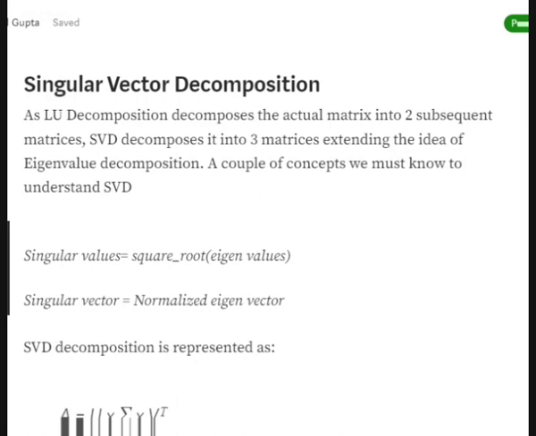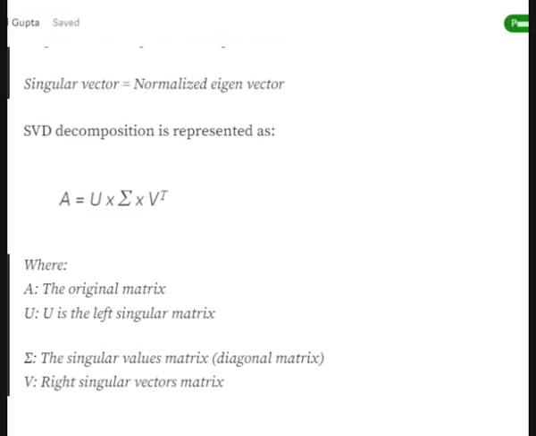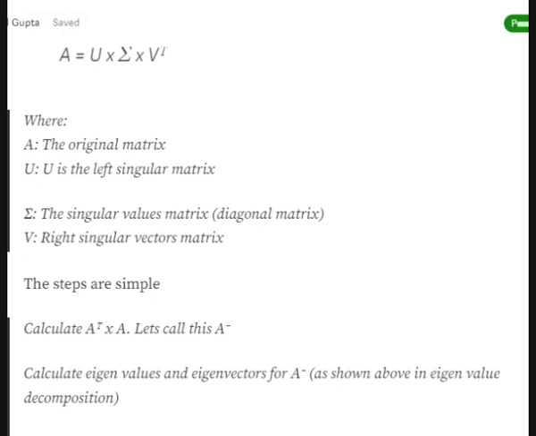But before moving ahead towards the mathematics, we need to understand a couple of concepts: singular values, which are equal to the square root of eigenvalues, and singular vectors, which are normalized eigenvectors. Normalized means unit length eigenvector. How to calculate eigenvalues and eigenvectors I have discussed already in my explanation for eigenvalue decomposition. You can check that out. Now, SVD is represented by A equals U cross sigma cross V transpose, where U is the left singular matrix, sigma is the singular value matrix, which is a diagonal matrix.